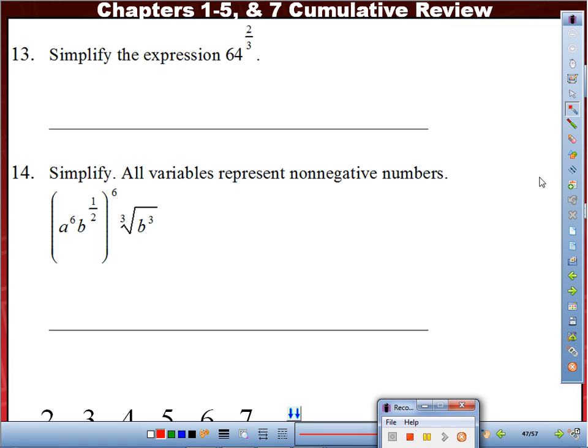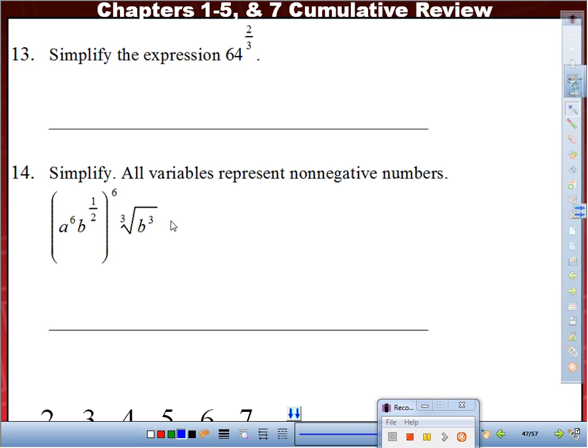Number 13 from study guide A. Here we go. I'm still going to finish study guide A. It says, simplify the expression 64 to the 2/3 power.